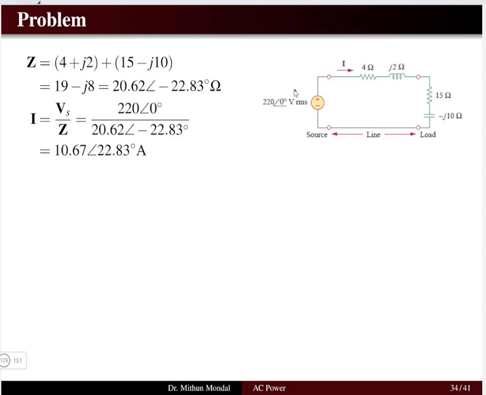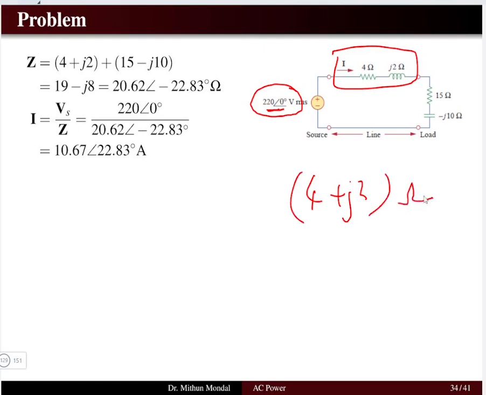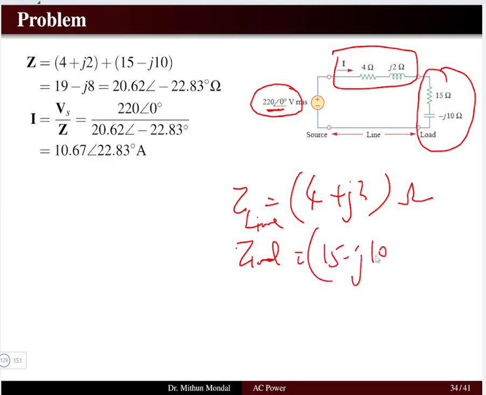Now let us take a source of 220 angle 0. This voltage is the RMS voltage. Now you have a line through which the current flows. The line impedance is given as 4 plus J2 ohms. So this is ZL, the line impedance. And here you have the load, so this is the line and this is the load impedance. Load impedance is equal to 15 minus J10 ohms.